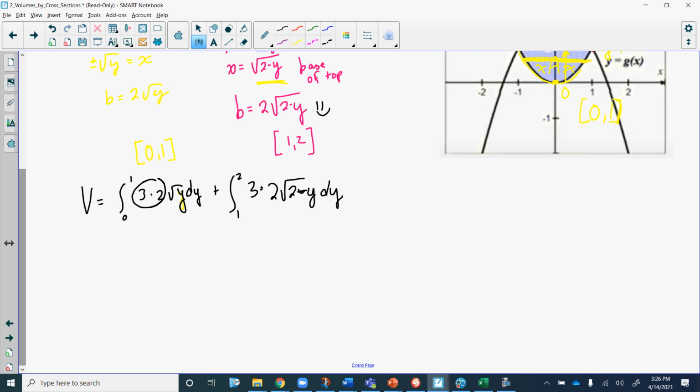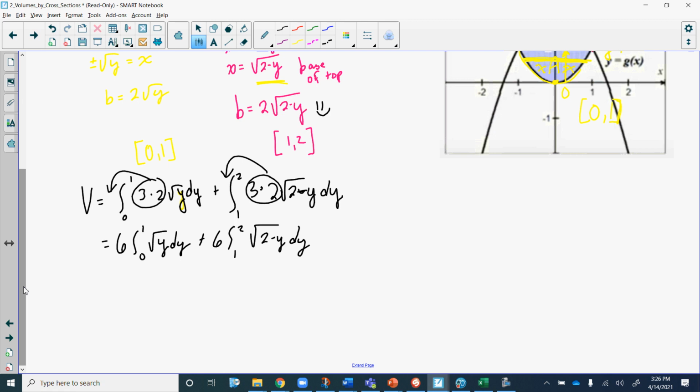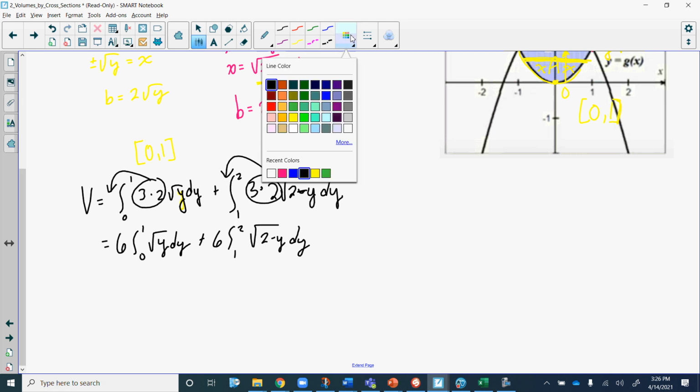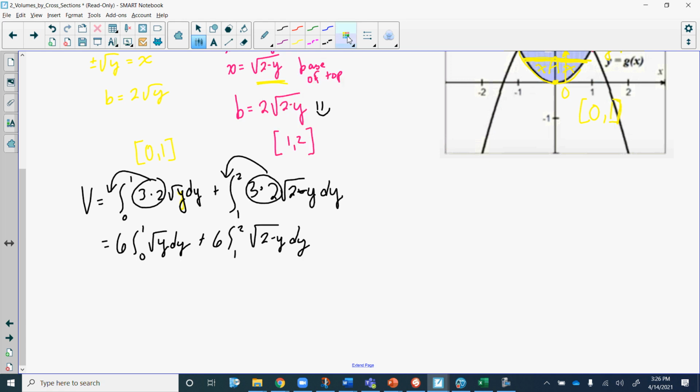So I'm going to take this and pull it out here as a constant. Same thing here. Pull that out as a constant. So that'll be 6, 0 to 1, square root of y dy, plus 6 integrated from 1 to 2, square root of 2 minus y dy. Now this is where I can start doing the antiderivatives, and I'm going to do the antiderivatives in 2 different colors. The first one, let's just do that one in green, the one on the left.